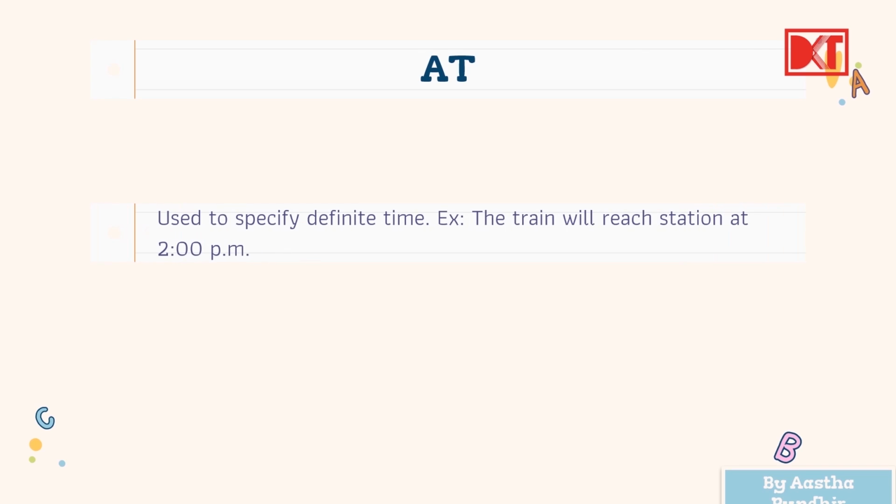At. Now when is at used? When it is used to specify definite time. The train will reach station at specified time. बता रहे हैं हम कि एकदम 2 बजे पहुंच जाएगी ट्रेन.